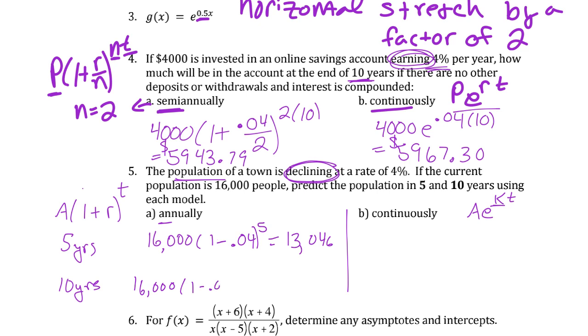1 minus 0.04 to the 10 years. It's going to give me 10,637. Again, to the nearest person, please. We don't have half a person.